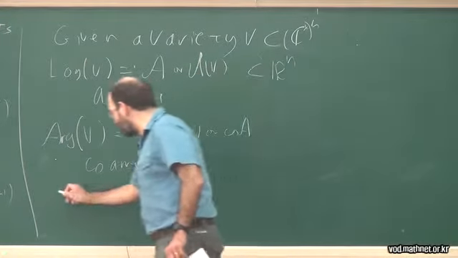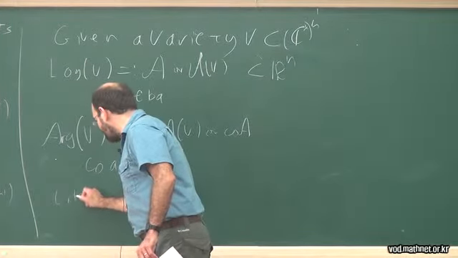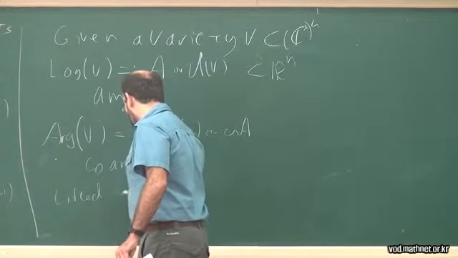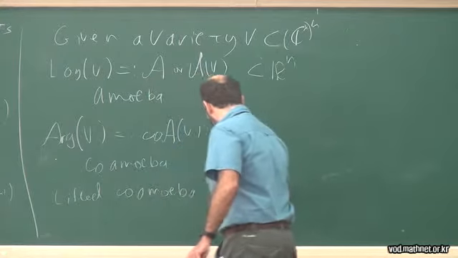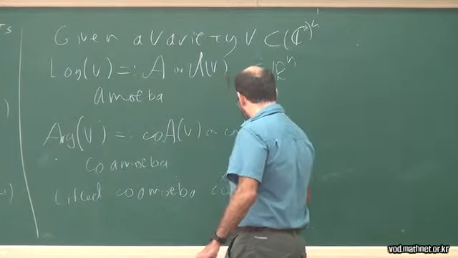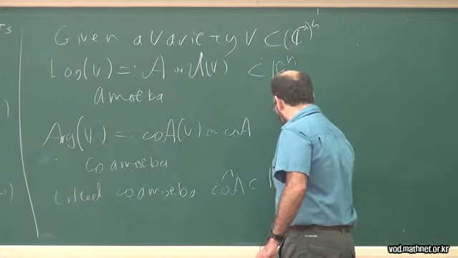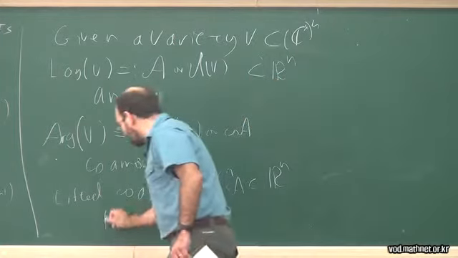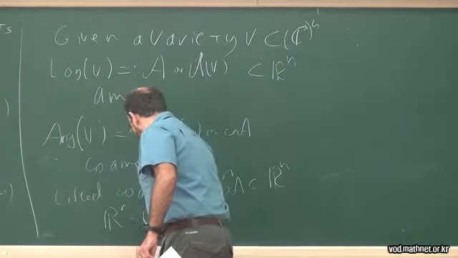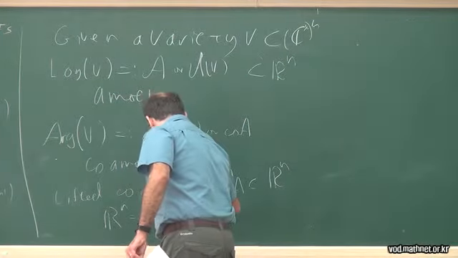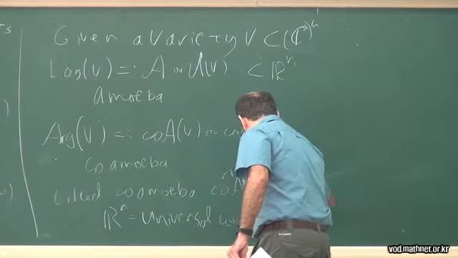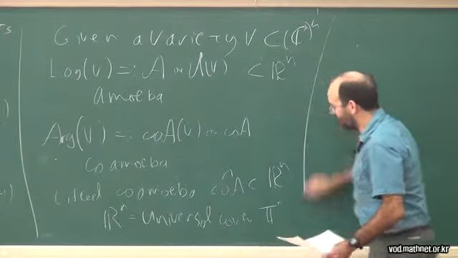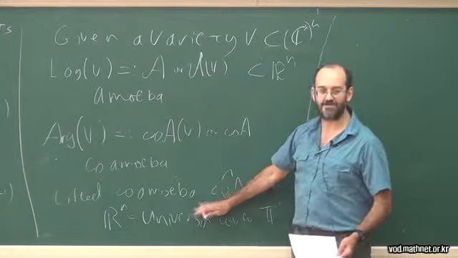However, what we're going to do is sometimes look at the lifted coamoeba. I'll just write COA with a hat on it. And this sits inside of r to the n. And I think of r to the n as the universal cover of the n torus. And what happens then? This is some periodic object inside of here.